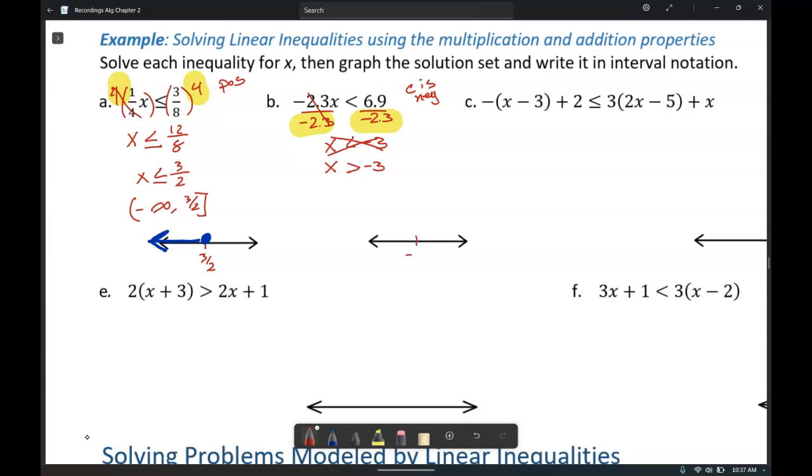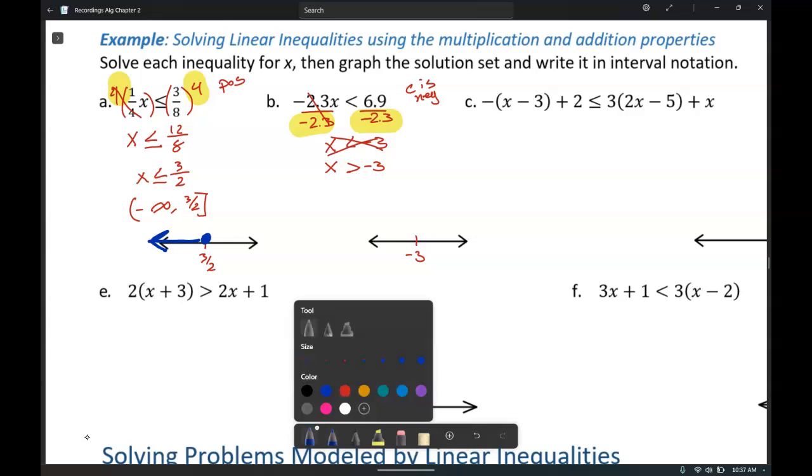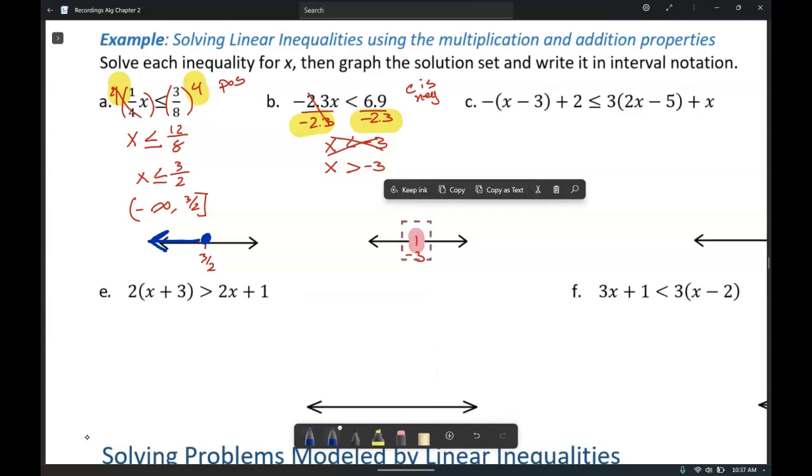We can go ahead and graph it. Negative 3. We're going to have an open circle and shading to the right for greater than. And our interval notation will be from negative 3 to infinity, parentheses on both of those.